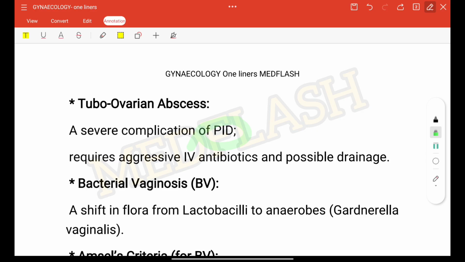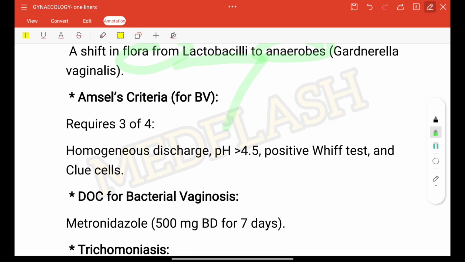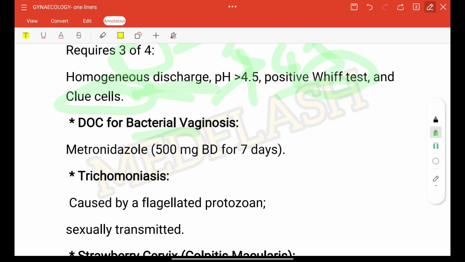Bacterial vaginosis is a shift in flora from lactobacilli to anaerobes. Amsel criteria, used for bacterial vaginosis, require 3 of 4. The 4 are homogeneous discharge, pH greater than 4.5, positive whiff test, and presence of clue cells. Drug of choice for bacterial vaginosis is metronidazole 500 mg BD for 7 days.